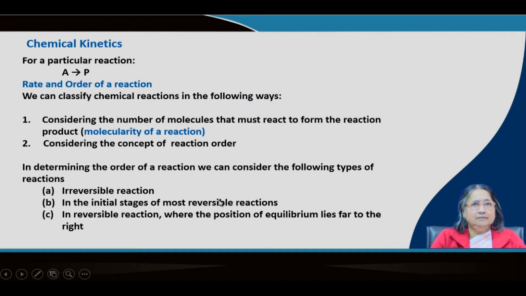Now, many reactions are reversible reactions. For those reactions also we can determine the order in the initial phase, the beginning of the reaction. Another case is a reversible reaction where the position of equilibrium lies far to the right. This concept I have already given when I was discussing equilibrium. Far to the right means it is almost going to completion. In that case also we can determine the order of the reaction.